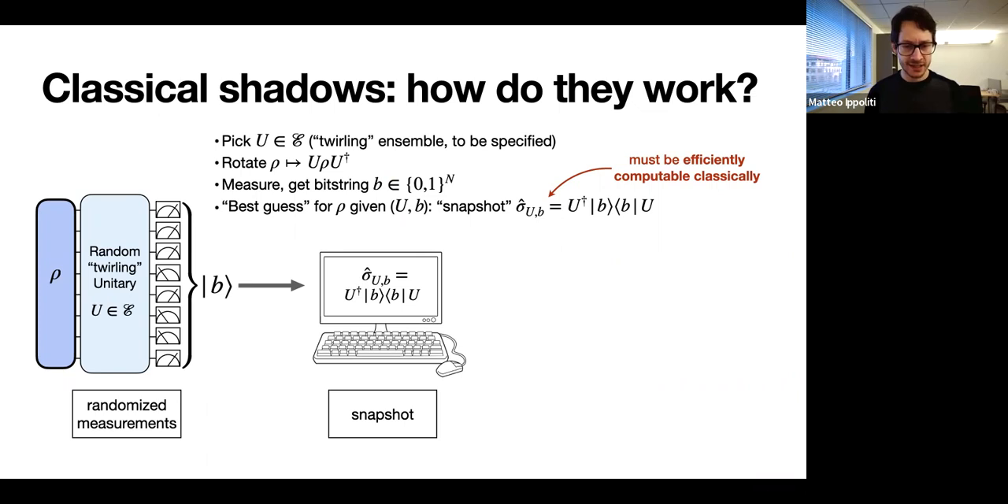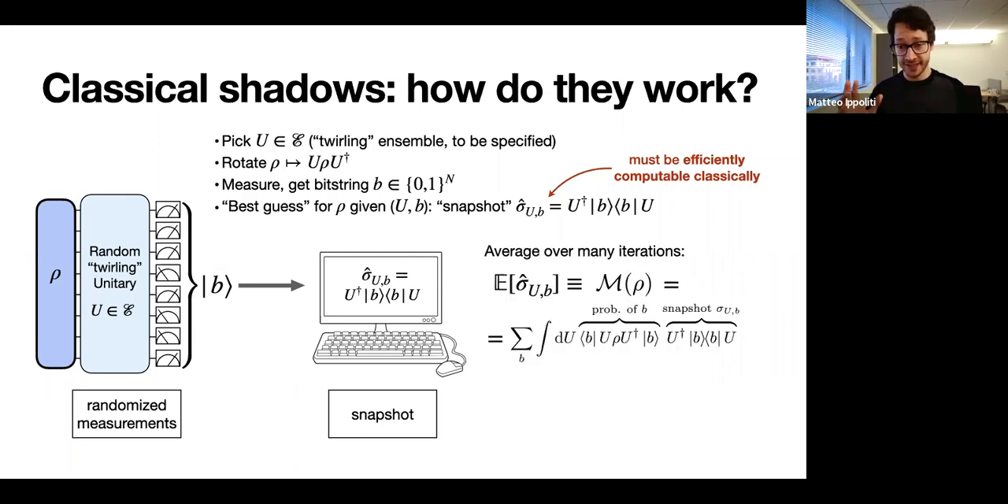Okay, so the idea, as I was mentioning earlier, is to take our unknown quantum state, rotate it with a unitary drawn from some ensemble that has to be specified, and I'm going to call it the twirling ensemble, and then perform measurements in the computational basis, which returns a bit string state, so a computational basis state indexed by a bunch of zeros and ones. And from this data, so the data on the choice of U from our distribution and the outcome of B, we can build our best educated guess about the quantum state rho.